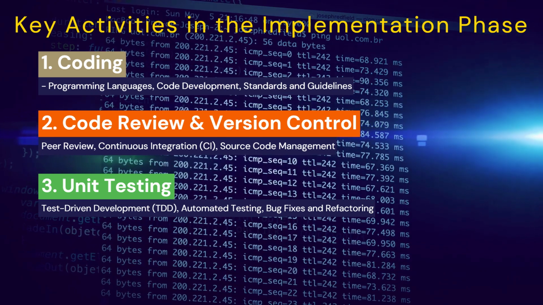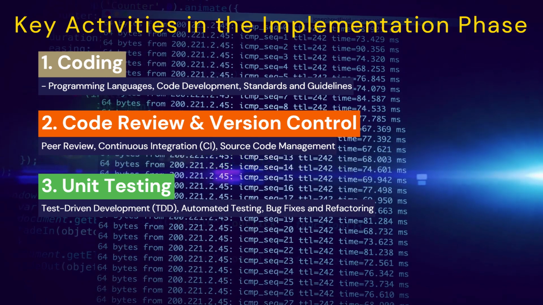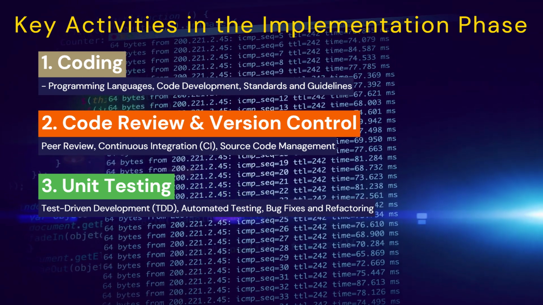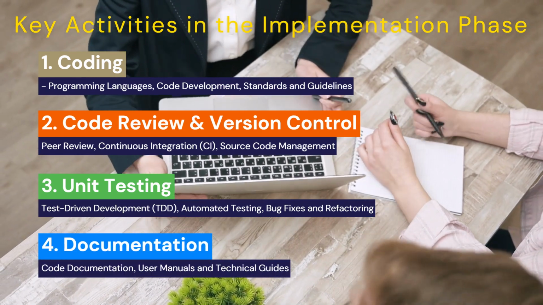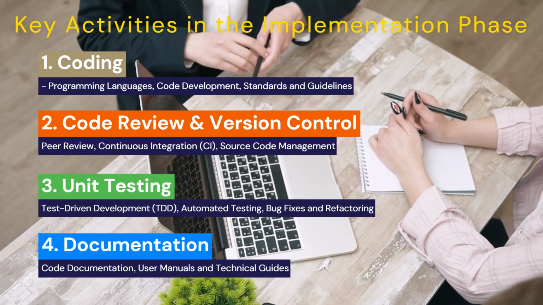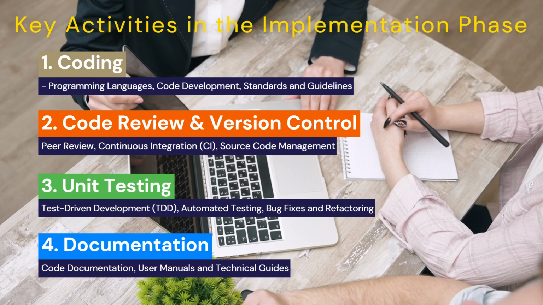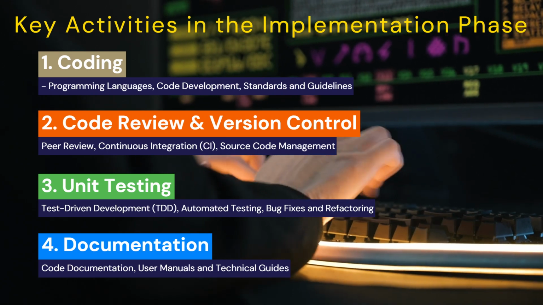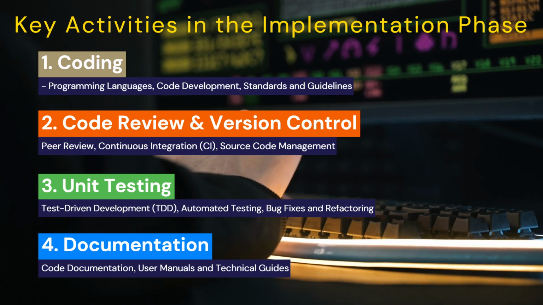Bug fixes and refactoring. If issues arise in unit tests, developers refactor the code immediately and test again to maintain quality. Testing part we will see in more details in our upcoming videos. 4. Documentation. Code documentation. Developers document functions, classes, and modules so other team members and future maintainers can understand the code base. User manuals and technical guides. Alongside code comments, technical writers may document instructions for end users or administrators, detailing how the software should be used or configured.